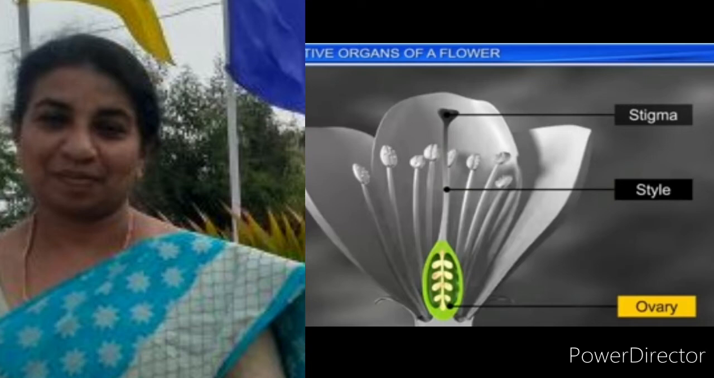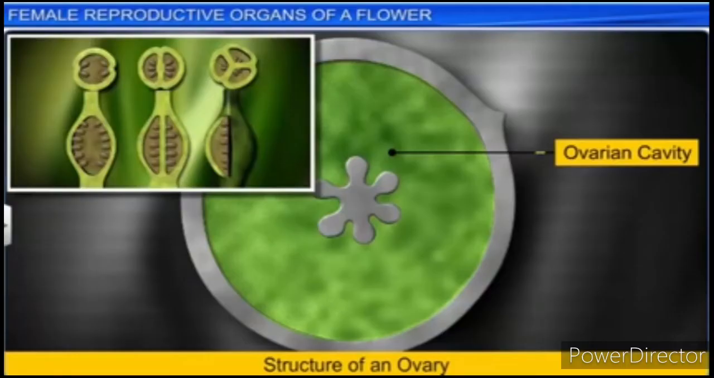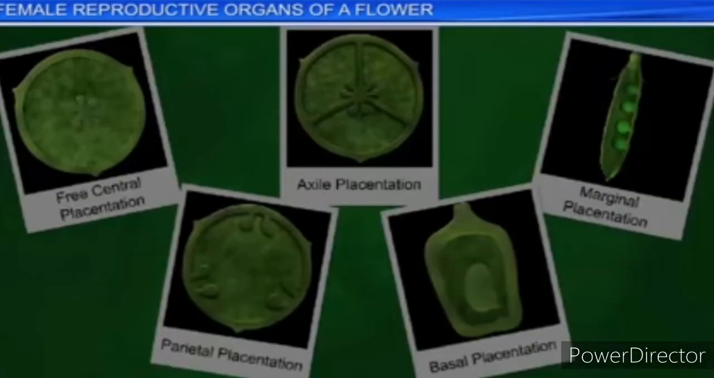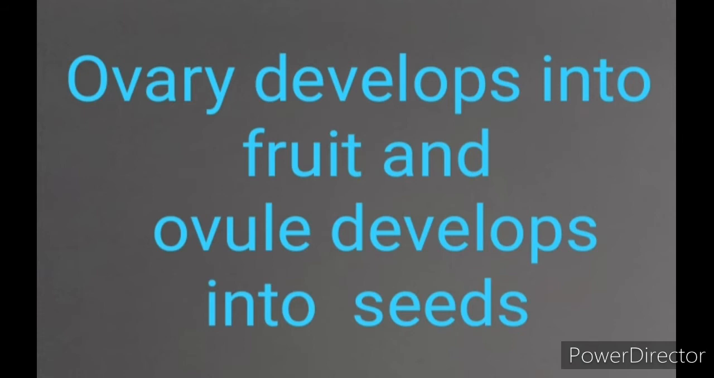Ovary contains the ovules. Inside the ovary is the ovarian cavity or locule. The placenta is located inside the ovarian cavity. Arising from the placenta are called megasporangia or ovules. The number of ovules and the arrangement of ovules on the placenta we already studied in the last classes. So the ovules become the seeds.